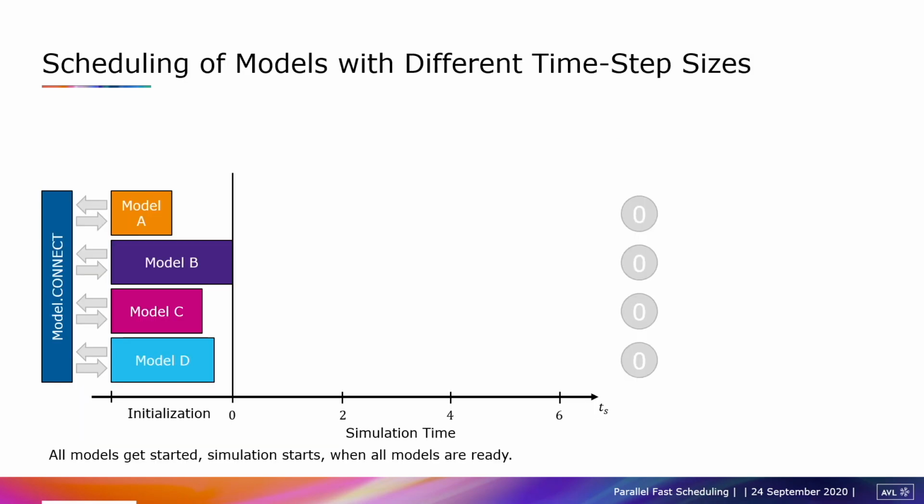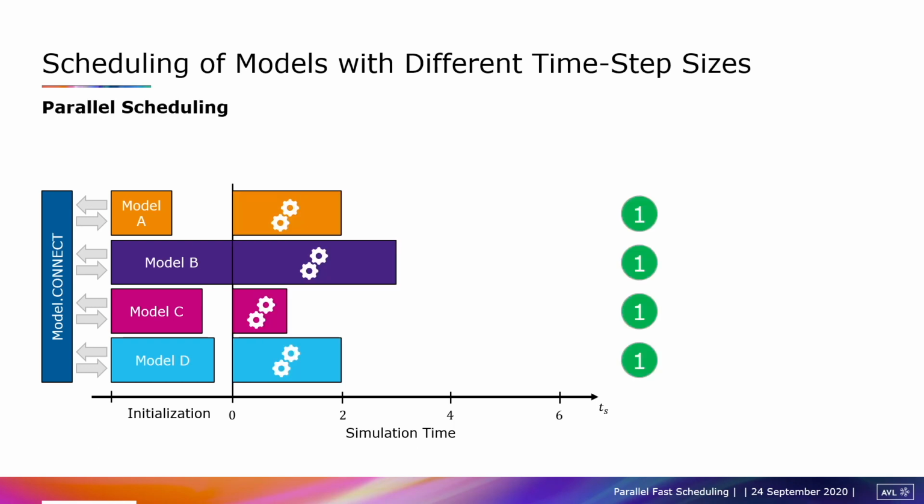A typical parallel scheduling for co-simulation is the latest first coupling approach. How does it work? After the initialization of the models, all submodels can start the steps in parallel. The submodels have different coupling step sizes. Let's assume all submodels have a real-time factor of 1. That means 1 second in simulation is 1 second in real time.